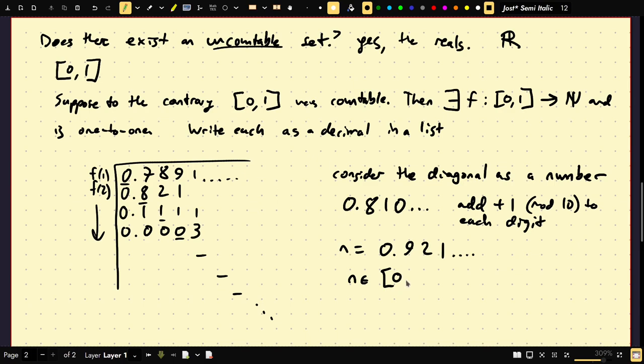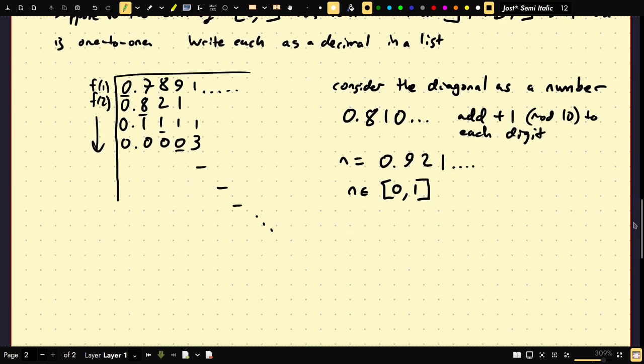So n should be in the interval. Clearly. Which implies there exists some index. There exists I such that I equals f of n. So f maps n to some index, right? It's counted somewhere. But for each index, it differs in the nth digit.